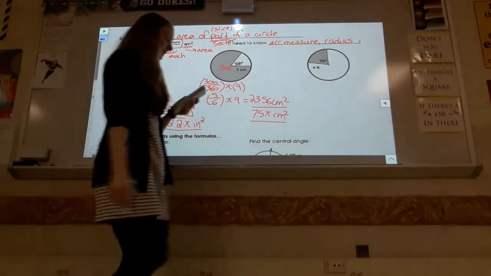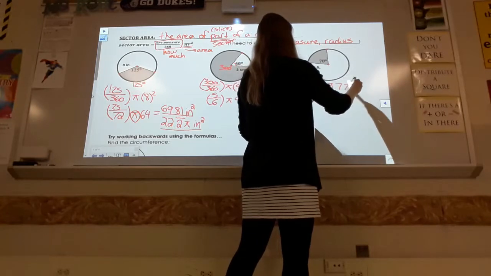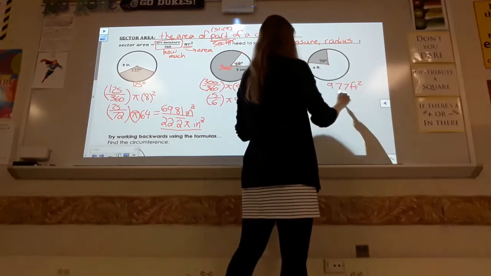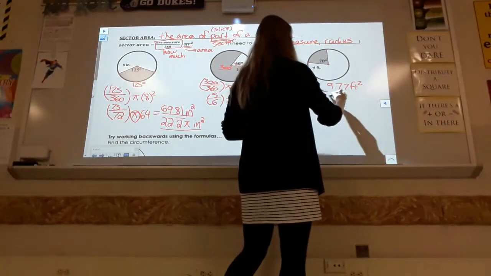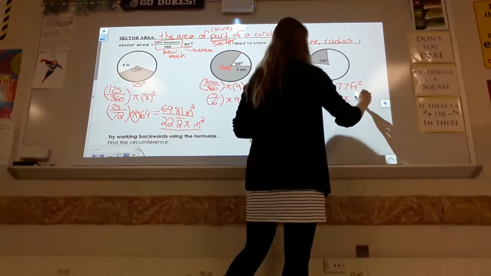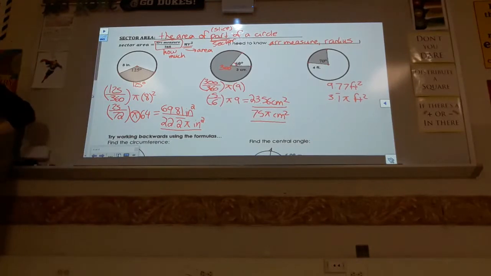And then the third question, you guys should have gotten 9.77 feet squared, or 3.1 repeating pi. Those are the answers you should have gotten from that third one. Any questions on that? Okay, so you do have to memorize those formulas. The arc length, which is the circumference one, and then the sector area, which is the area one, with the extra fraction at the front. So make sure you guys remember those.